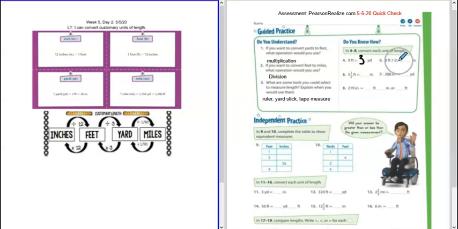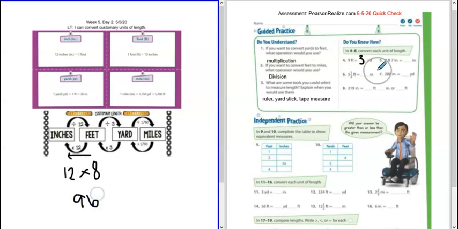So we have 8 feet and it's going to inches. So feet to inches means we want to multiply. So we have 8 feet and we're moving to inches. We're going to take 12 times 8. All right, so think about those basic facts. 12 times 8 gives me 96.